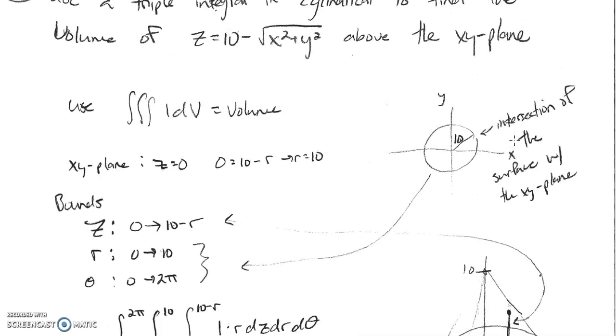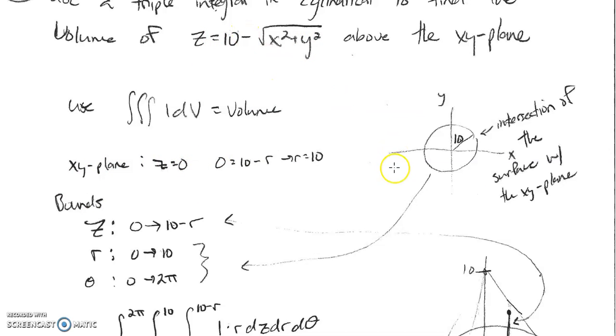All right, so I'm using the integral of 1 dv is equal to volume. That's just like the integral of 1 dA. Here the triple integral of 1 dv would be volume. In double integrals, the integral of 1 dA would be the area over whatever region we're talking about. The xy plane is z equals 0, right?